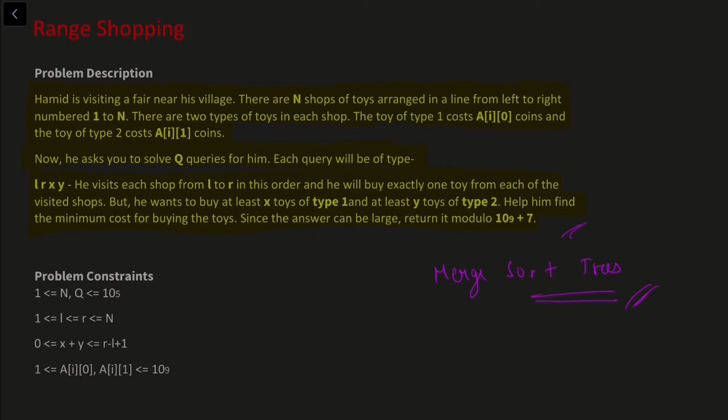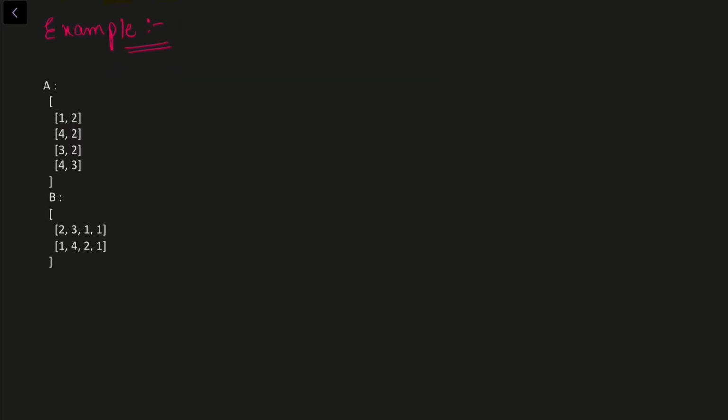Now let us talk about the problem constraints. The first constraint is n and q both lie from 1 to 10 raised to power 5 and obviously L, R is in the range of 1 to n. Now x plus y will be at least 0 and go up to r minus l plus 1. Right. So x plus y can be at max the complete range and at minimum it will be 0. Right. And each and every element of the array is from 1 to 10 raised to power 9. So these are the problem constraints. Now let us talk about the solution to this problem. Before moving on to the solution, let us discuss one example test case.